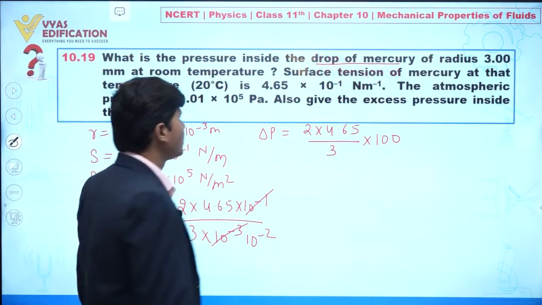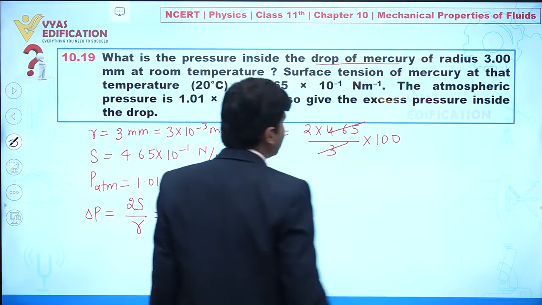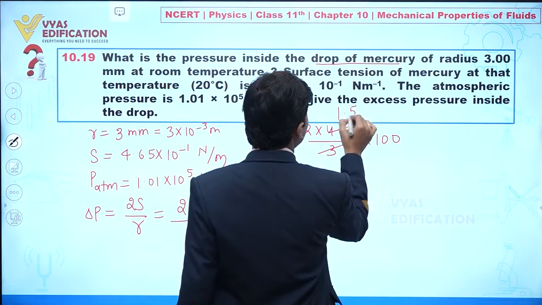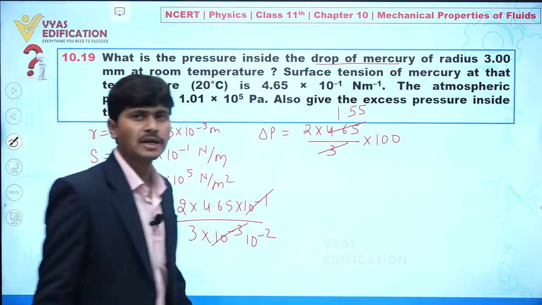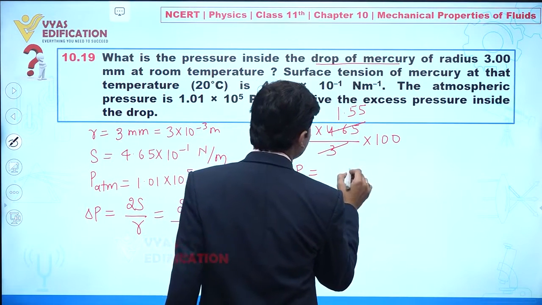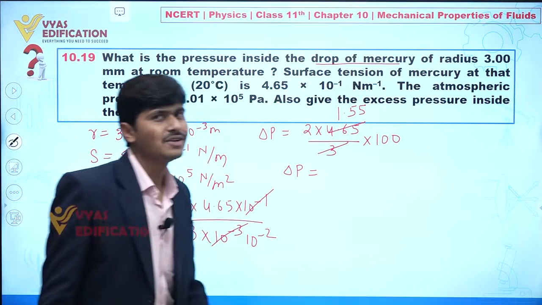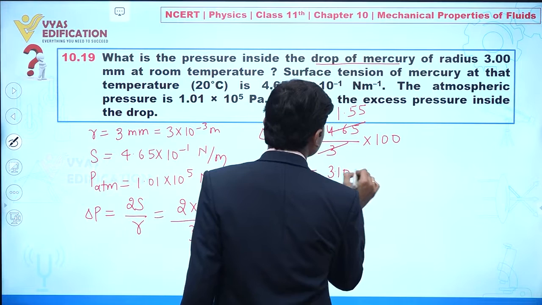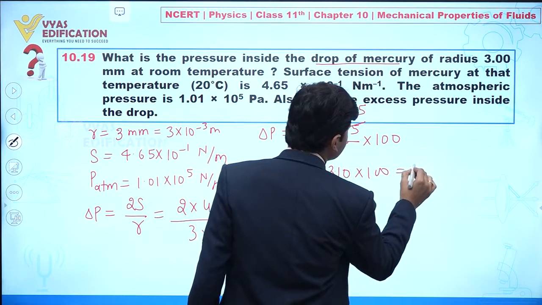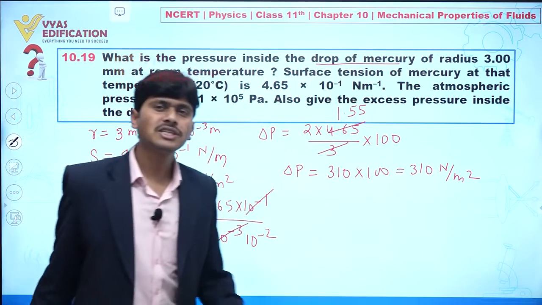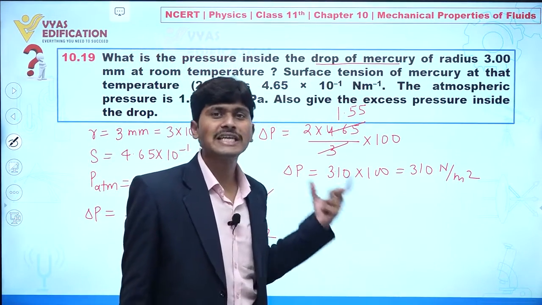Clear? So now if you divide here, we have 1.5 and 3, and so the excess pressure is given by 1.5 into 3, which is 3.10 multiplied by 100, and this is 310 Newton per meter square. Clear? So this is the value of excess pressure inside this drop.